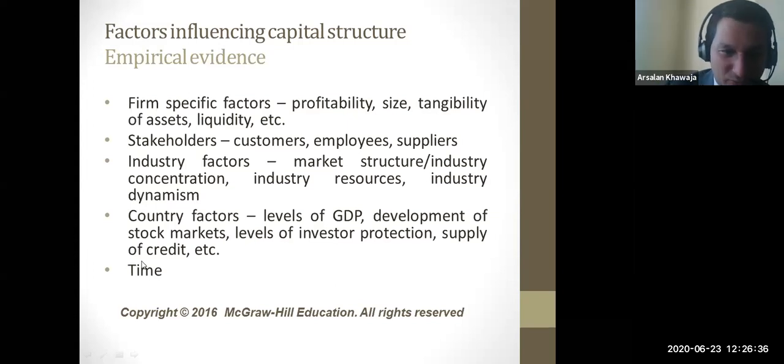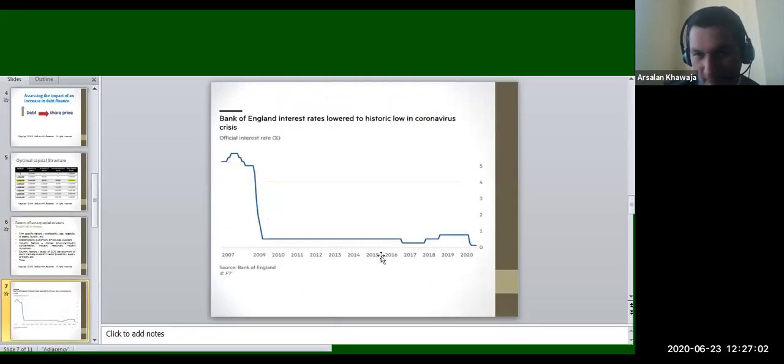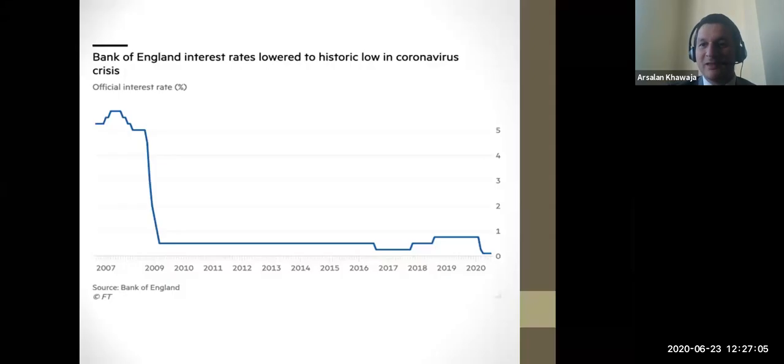Then you also have this one factor, which is time. This is what we are discussing right now. How does time affect our ability to make this capital structure decision? For that, I would now like to invite you to comment on one particular graph. Just give me a moment, which is here. Now, Keith, I'll ask you this question again. What is your interpretation when you look at this graph? What do you think about it?